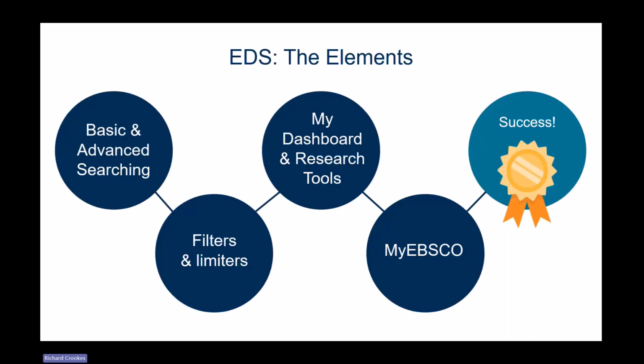In terms of the elements, again, we'll be looking at these. You've got the basic and advanced searching, the option to refine results using filters and limiters. There's the My Dashboard and research tools, process records, and there's some changes taking place for that, which I'll mention at the end of this session, and also the application of the MyEBSCO personal user account as well.